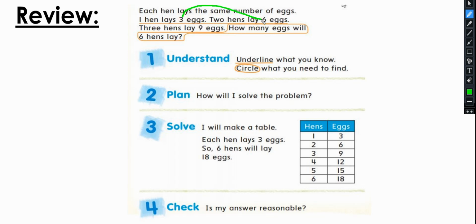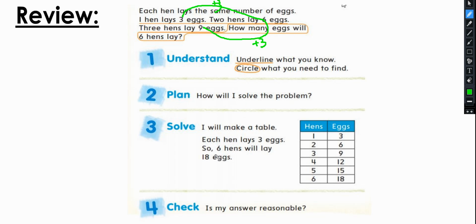3, 6, 9. So the pattern is 3 plus 3 plus 3. We are skip counting by 3. That is the pattern that we can use. So that is the plan we have. We need to find the pattern that they're using.